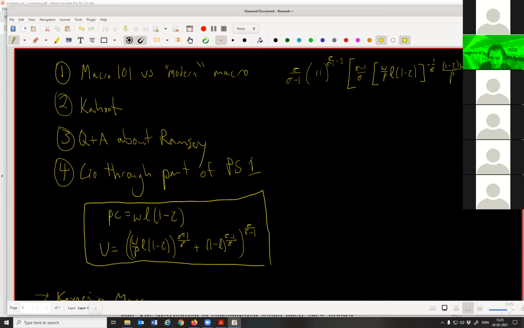Then we still have to add that second term, this one now. Sigma minus one divided by sigma, and then one minus L to the power negative one divided by sigma. And then just negative one, right? So we're going to just put a negative sign somewhere. Let's say negative one here. Set this thing equal to zero, and then we have to solve for L.